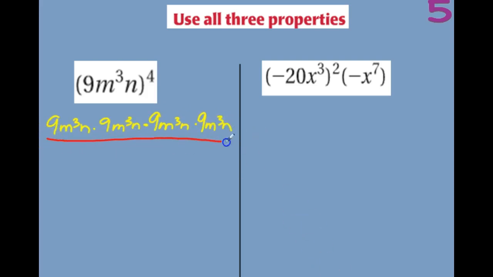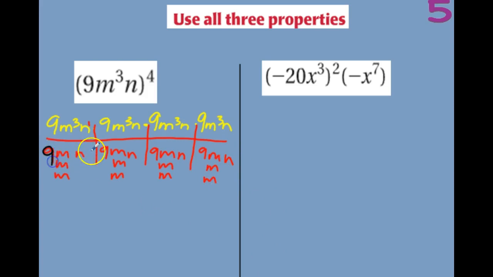So I'm going to multiply or show my work here for each of these. This is 9. This is m to the 3rd, 1, 2, 3. But this is just n. There's only one n here. Same thing here, 9m 3 times, and then just one n.